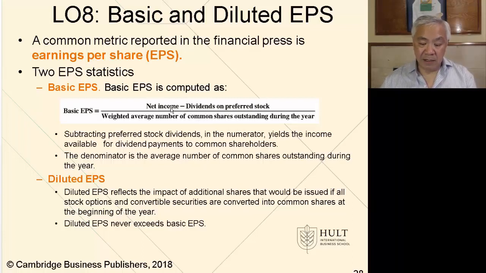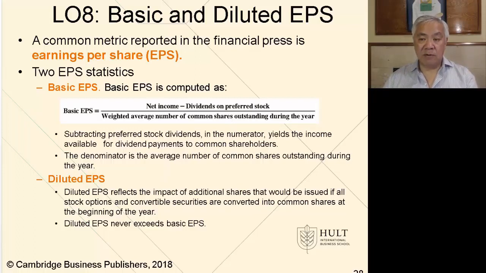The formula for basic is right here, net income minus dividends for preferred, because we're looking at the EPS for common shareholders, divided by the weighted average number of common shares outstanding for the year. There's that phrase again, common shares outstanding. Weighted average means that we know that there may be transactions during the year that make the outstanding shares go up or down. So we take the weighted average for the denominator. That is the basic earnings per share.